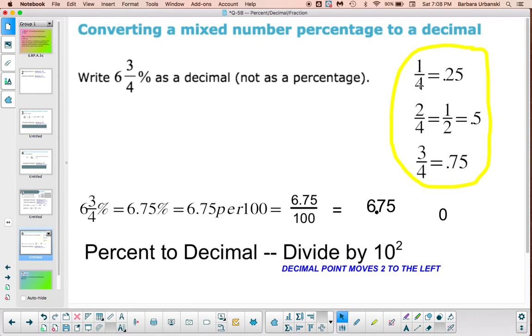If you have 1/4 of a dollar, isn't it just 25 cents? So 1/4 is 0.25. 2/4 is the same as 1/2. And what's half a dollar? 0.5 or 0.50, 50 cents. 3/4 of a dollar is 75 cents. So 3/4 is 0.75. And if you can remember that, it's going to make life a lot easier when you have a problem like we have today, where they have 6 3/4% and they want it as a decimal, not as a percentage.